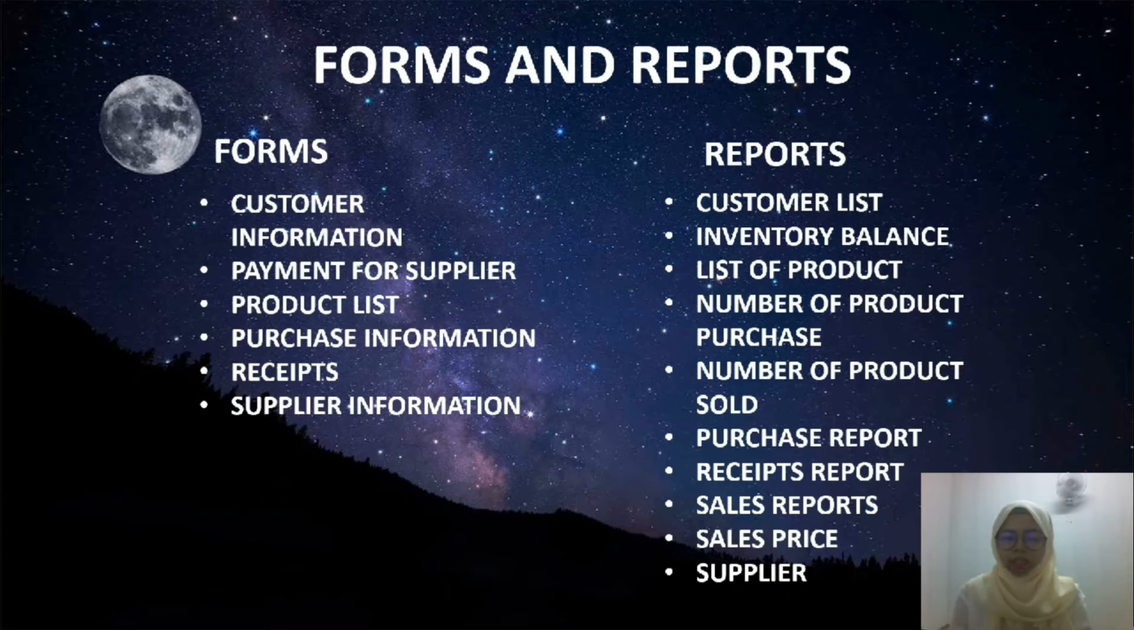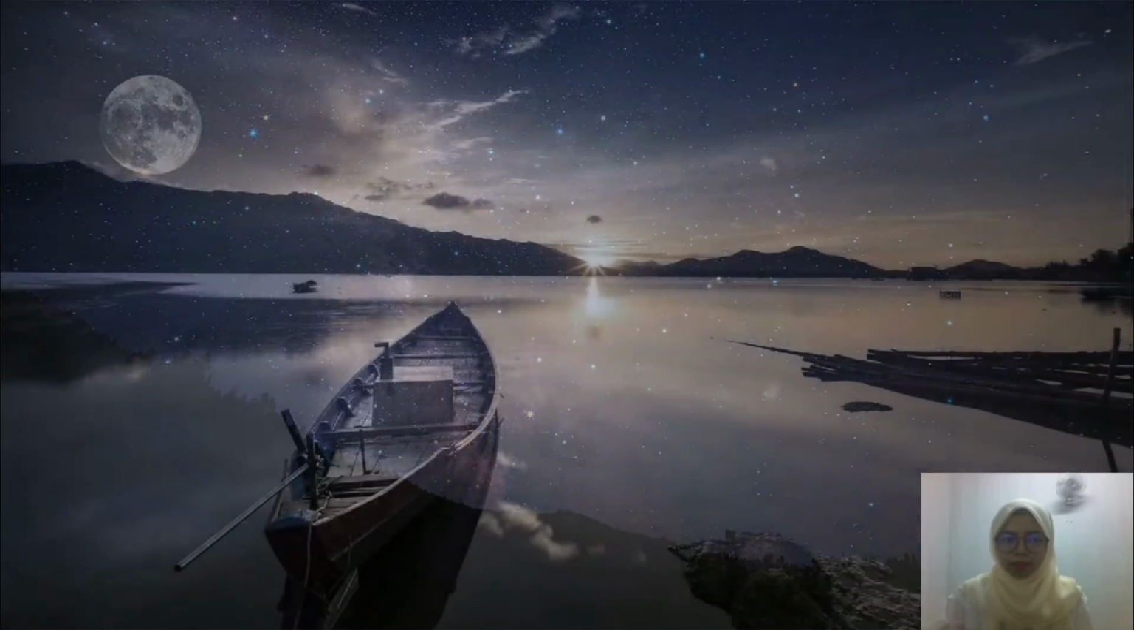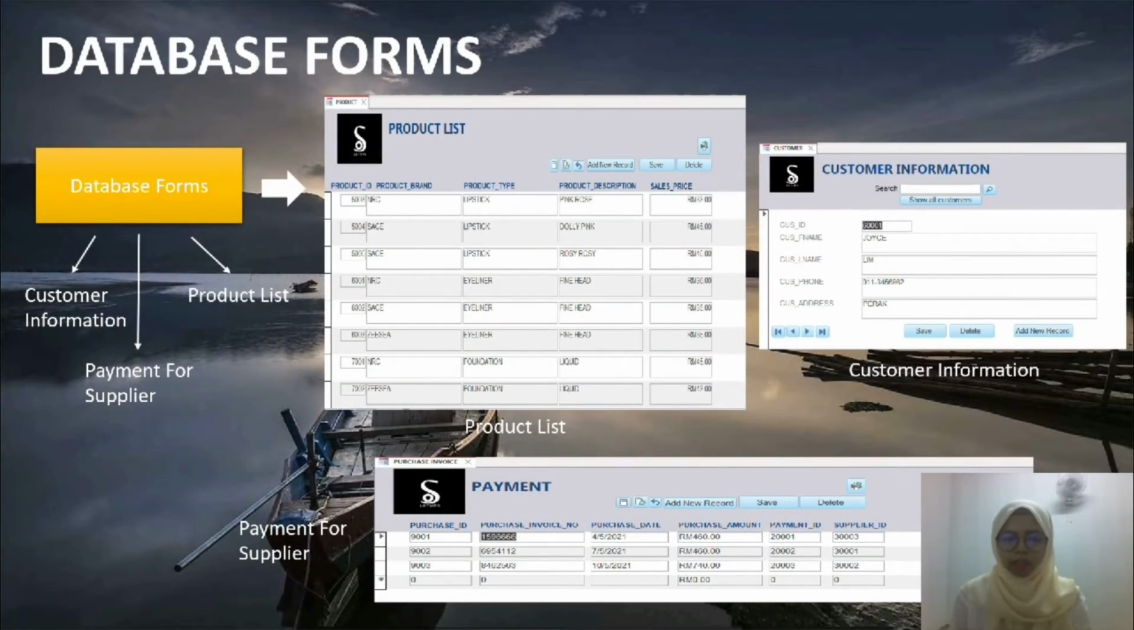In this inventory sale database system, we have 6 types of forms that need to be filled in, and then later they will generate into 10 types of reports in this system. Firstly, for the forms, there are 6 types of forms like I said before, and the first 3 are customer information, payment for supplier, and product list. These forms are related to tables we have created before, so we just use the current tables to create the forms.